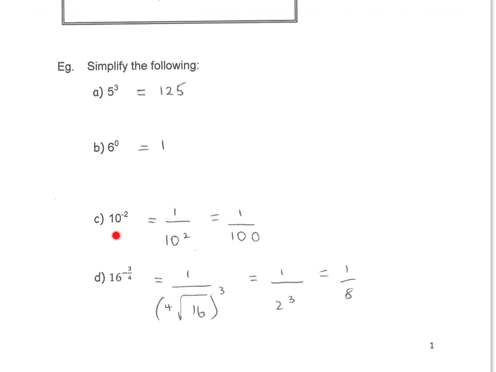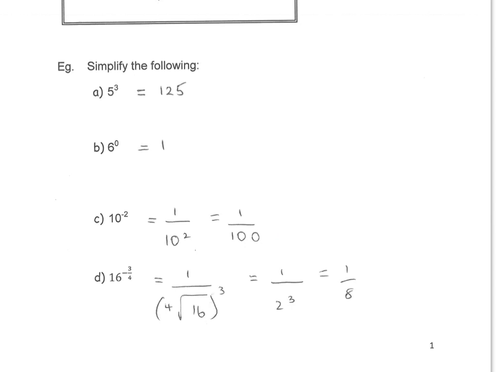Part C then, we've got 10 to the power of minus 2, negative power telling us 1 over, so it's 1 over 10 squared with a positive power of 2. 10 squared giving us 100, so the full answer then is 1 over 100.